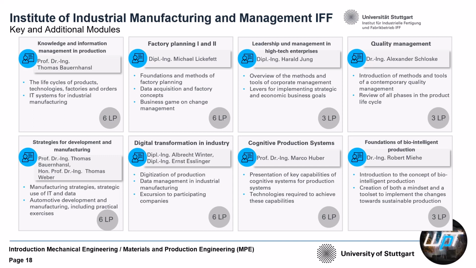Thomas, who is mentioned here on the very left-hand side in the upper row, teaches knowledge and information management in production, which is a very important issue today. Life cycle assessment, IT systems, sustainability in general. And as I mentioned, factory planning 1 and 2 is given by one of his co-workers. Leadership, quality management, as mentioned by me. Some of them are evaluated with 6 ECTS, some of them only with 3 ECTS. So you can choose by yourself.